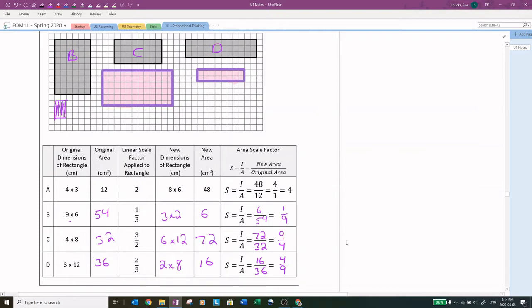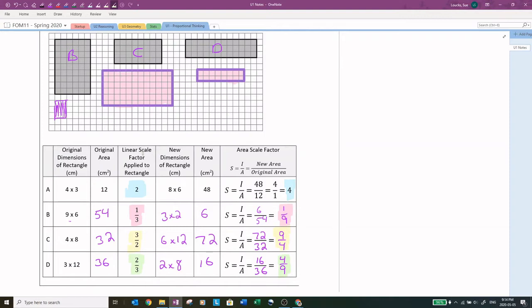Okay, now let's look at this table. Can we see a relationship between the linear scale factor and the area scale factor? Linear scale factor of 1/3 gets an area scale factor of 1/9. A linear scale factor of 2/3 gets us 9 over 4. Scale factor of 2 over 3 gets us 9 over 4. And a linear scale factor of 2 gets us an area scale factor of 4. So what you see is that the area scale factor is the square of the linear scale factor.